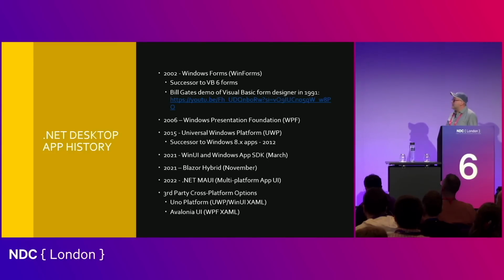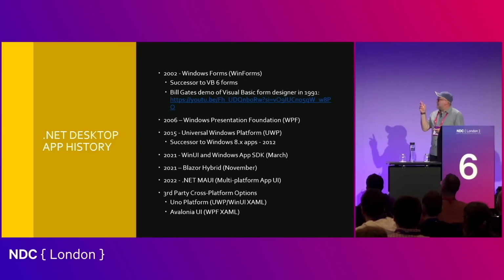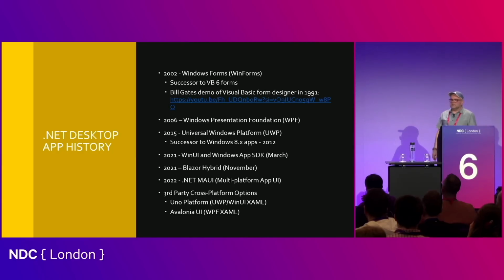So starting out with .NET desktop history. So back in 2002, we had Windows Forms was the first option when .NET first debuted. That was the successor to VB6 Forms. Windows Forms has the nice UI designer where you can drag and drop, build your forms very quickly. Everything is C# code or VB code, and that Forms designer has been around a long time. It was available with all the VB versions.